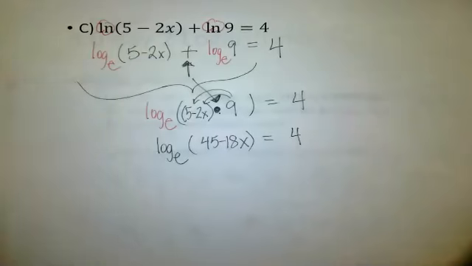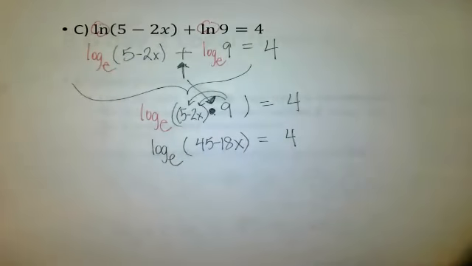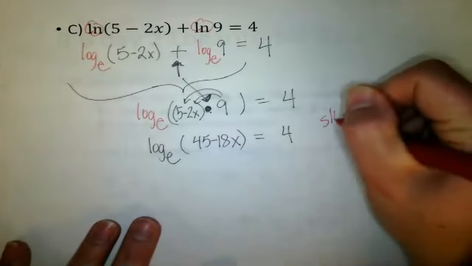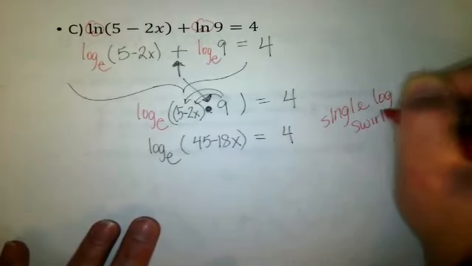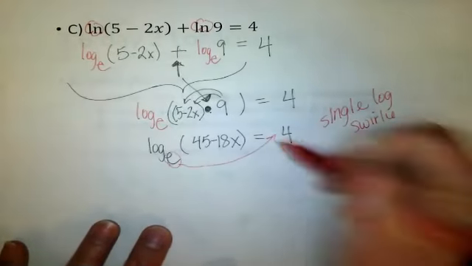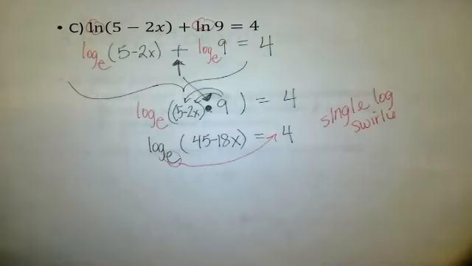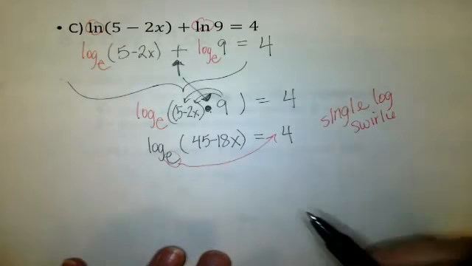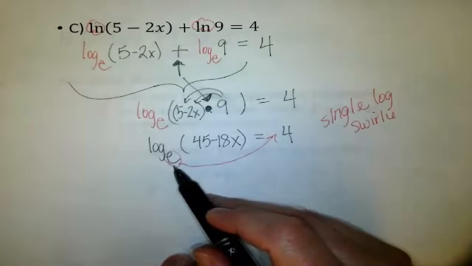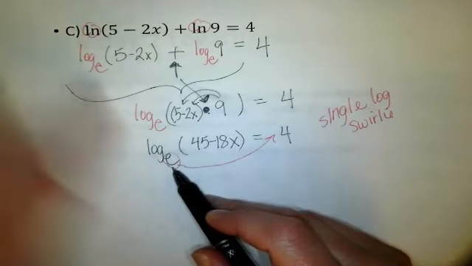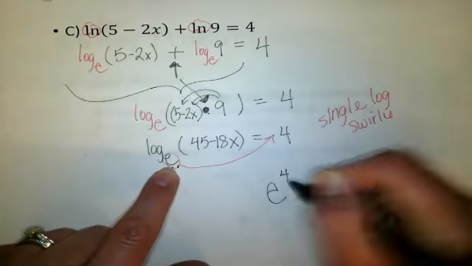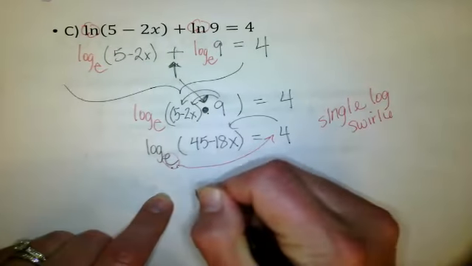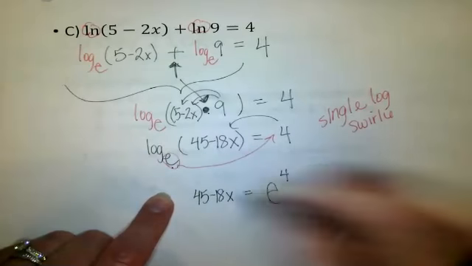And then, now what situation is this? Is this a single log or the one-to-one property? Single log. You put your base up. Okay, sorry. All right. So we're going to start with our base. And this is why I wanted to rewrite natural log, so that you remember that the base is e. All right. So we would get e to the 4th power is equal to 45 minus 18x.